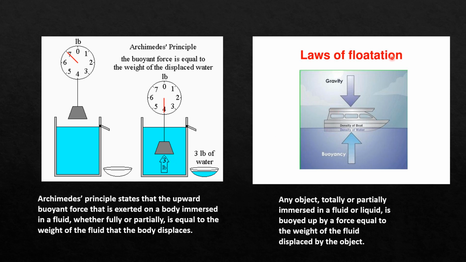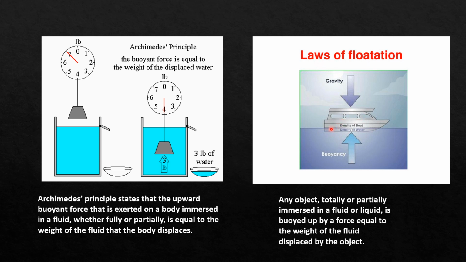Next one is the law of flotation. What is the law of flotation? Flotation means any object which floats on any liquid or fluid. That is called the law of flotation. So how does it happen? When any object is placed on water or any liquid or fluid, a certain part will be immersed inside and it won't be fully immersed. That is because of the buoyancy force exerted by the liquid or fluid. This force is equal to the weight of the fluid displaced by the object. That is called the law of flotation.